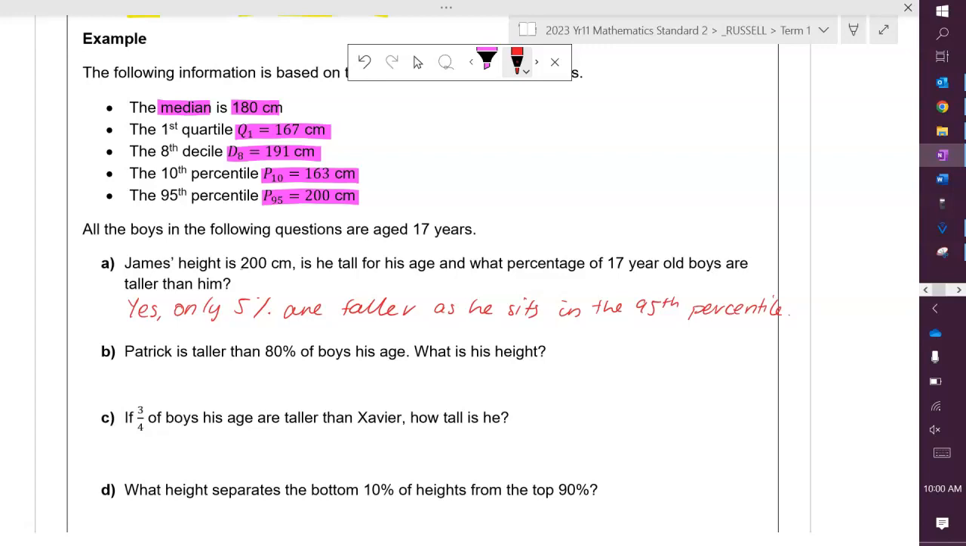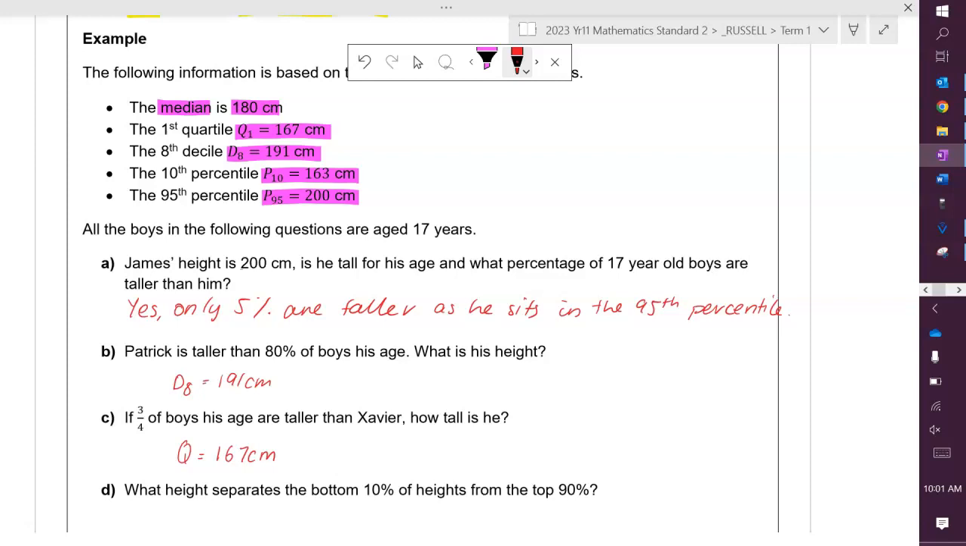Patrick is taller than 80% of boys his age. What is his height? If we think 80%, we're looking into those deciles. So the 8th decile is 191. So therefore he has to be at least 190 centimetres tall. If 3/4 of boys his age are taller than Xavier, how tall is he? What we're looking for there is, if 3/4 are taller, that first quartile. So our Q1, which is 167 centimetres.